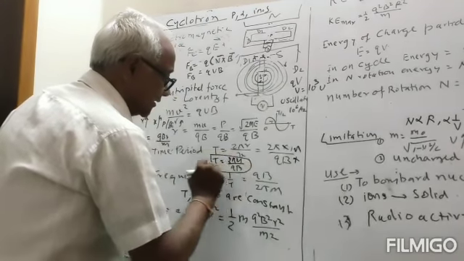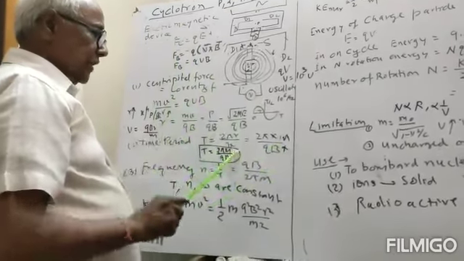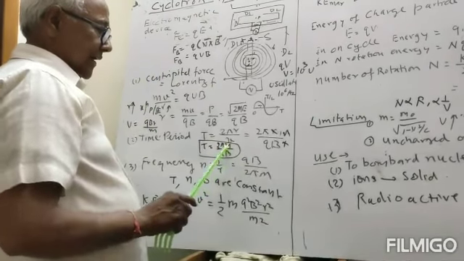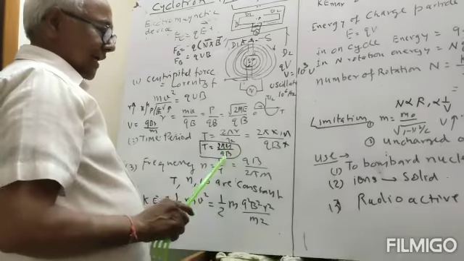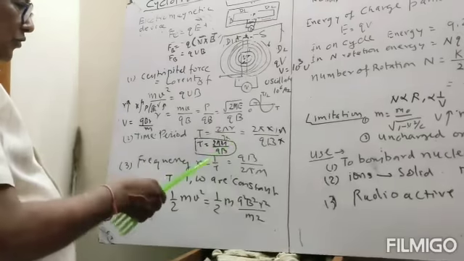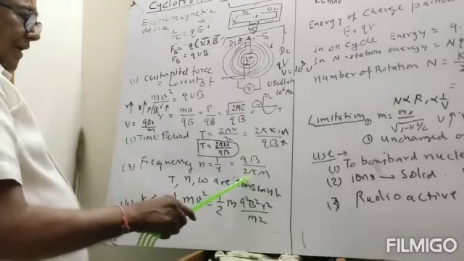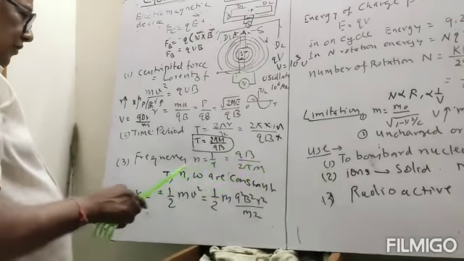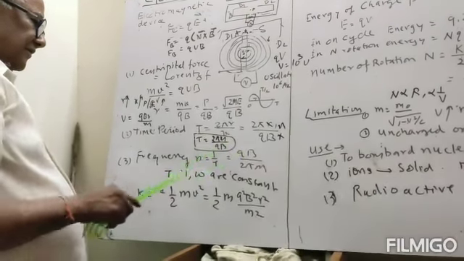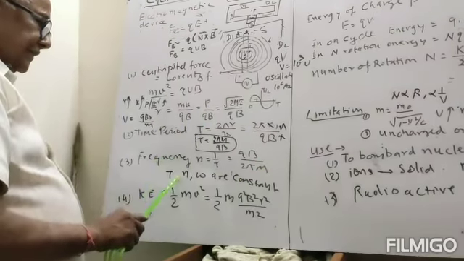So here we say, similar to earlier, the time period does not depend upon the velocity or the radius. It will only depend upon the magnetic field, the mass of the particle and the charge of the particle. So T will remain constant. What will be the frequency? Frequency is the inverse of the time period, so it will be equal to qB by 2 pi m. This will be the frequency. So frequency also doesn't depend upon r and v.